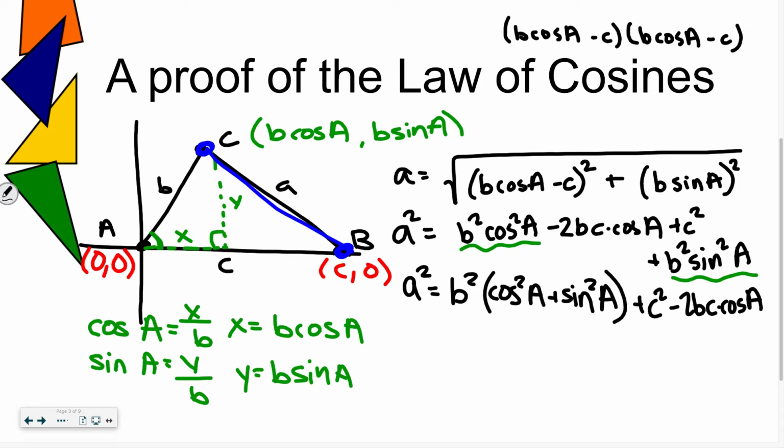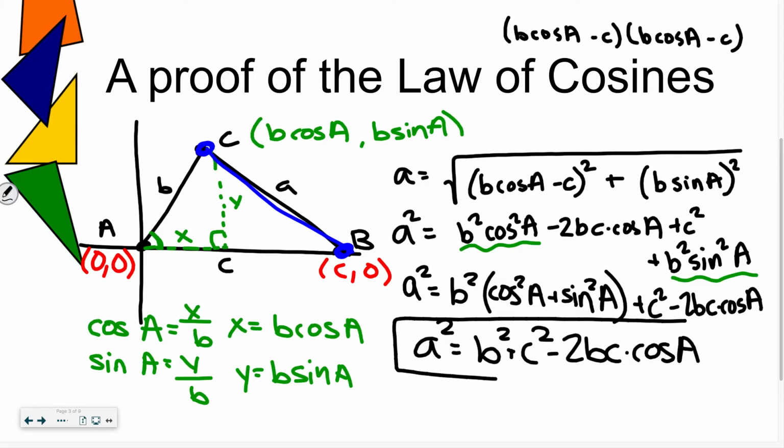And what's really nice about that rearranging I did, cosine squared a plus sine squared a is equal to 1. That green identity. So now I just have a squared equals b squared plus c squared minus 2bc times the cosine of a, which is the law of cosines. Cool.